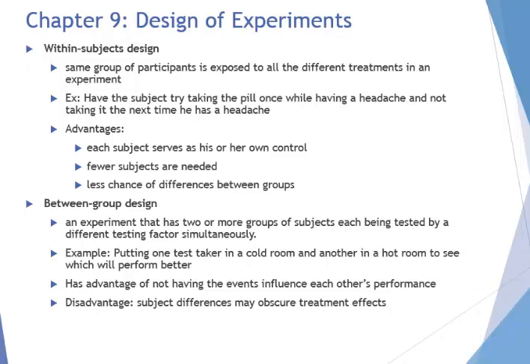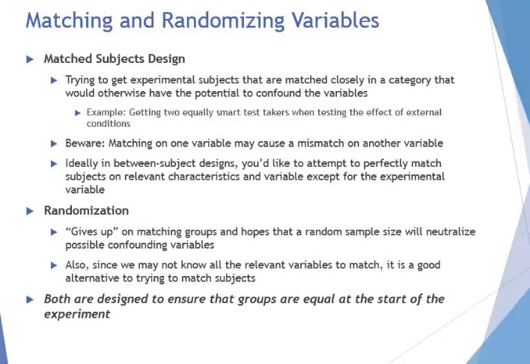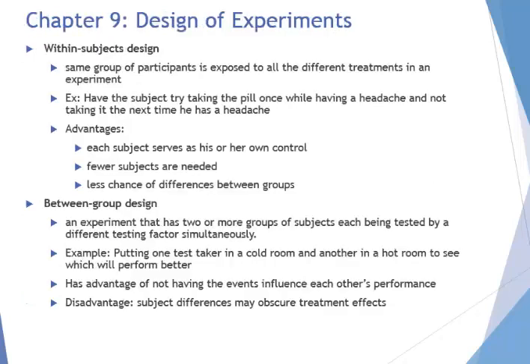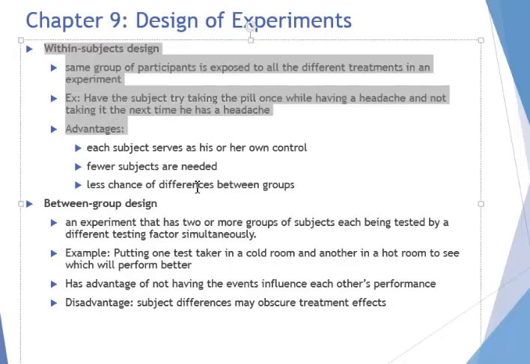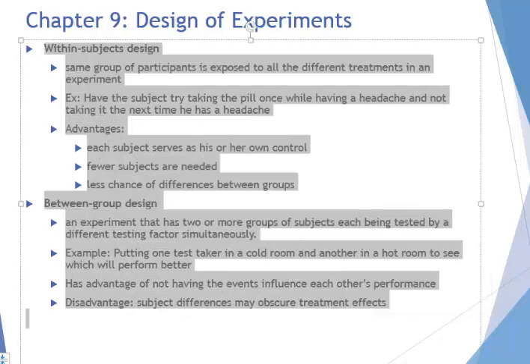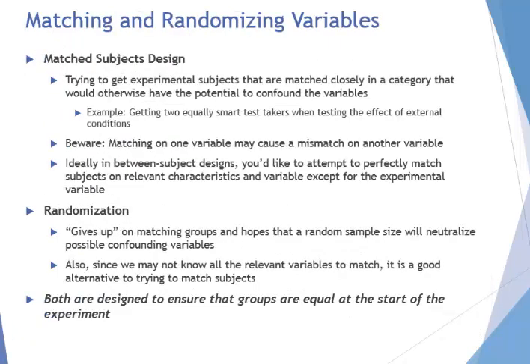People may have different intelligence, or they may have the same intelligence, but they may have different tolerance for heat or cold. Some people might be affected more by cold than others. You have matching subject designs, which is where you try to get the experimental subjects that are matched as closely as possible to other people, as opposed to randomization. Now, again, these are not four different types. This is one dichotomy, either within subjects or between subjects.